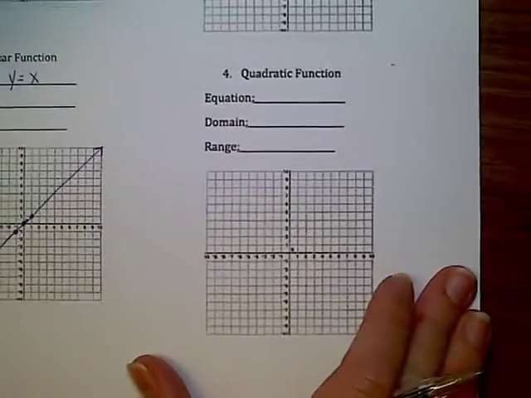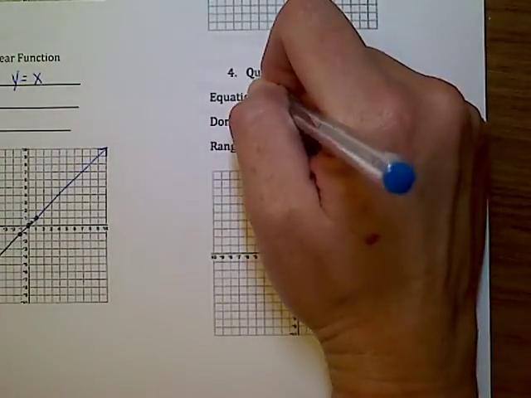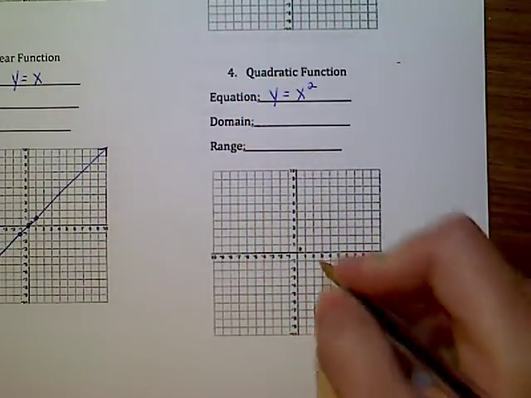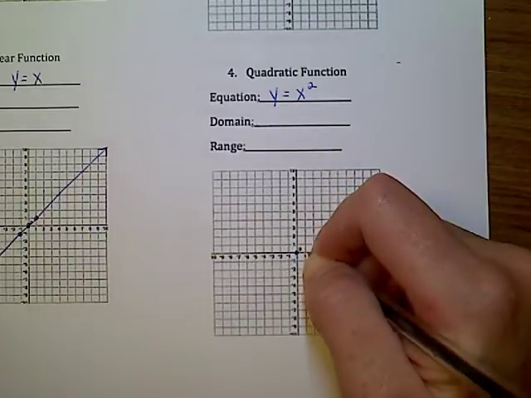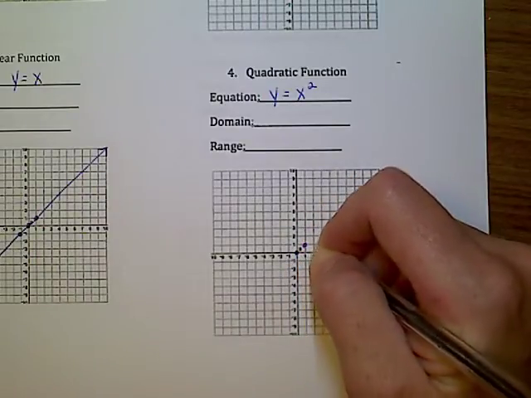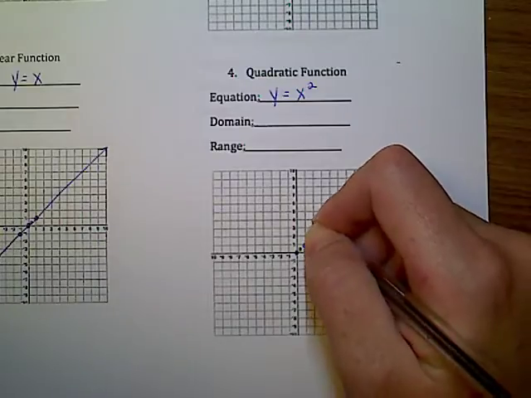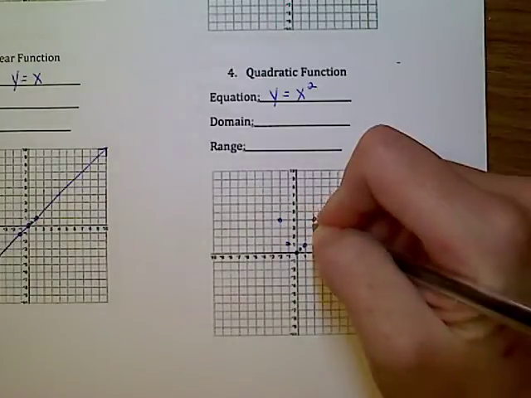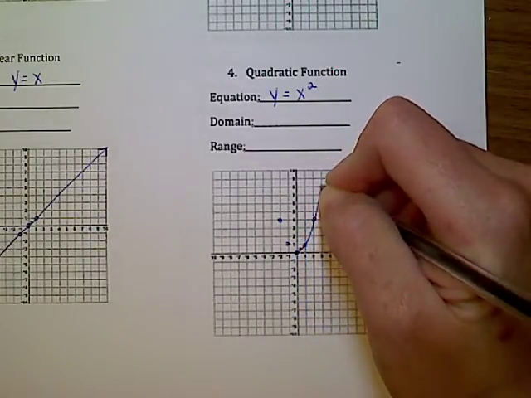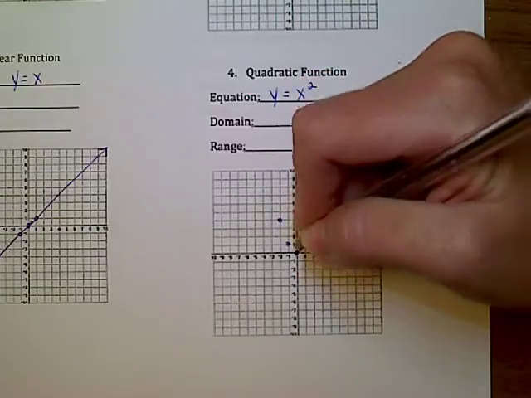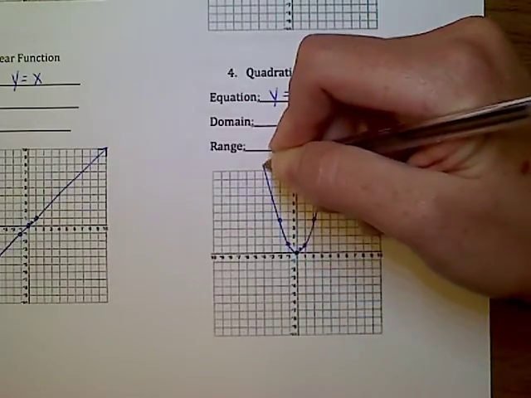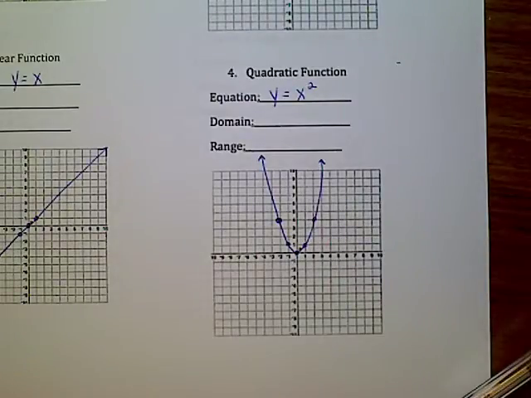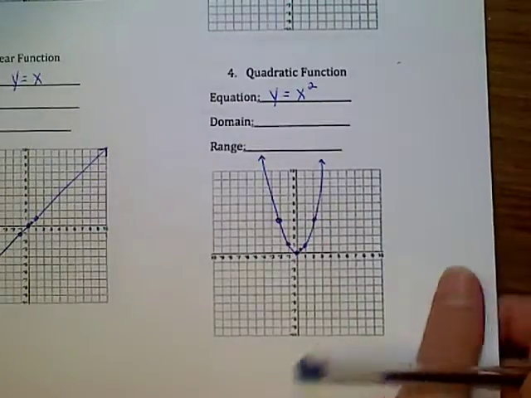And then one of my favorites, the quadratic function, y equals x squared. And that has the points (0, 0), (1, 1), (2, 4), and then (-1, 1), and then (-2, 4). And you may remember, this makes that nice parabola shape. Okay, so let's go to the next page.